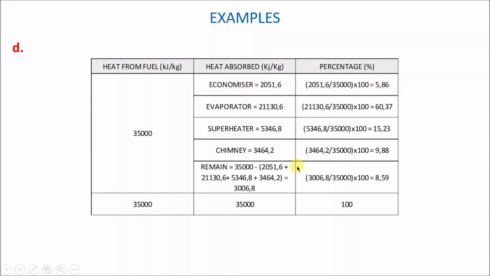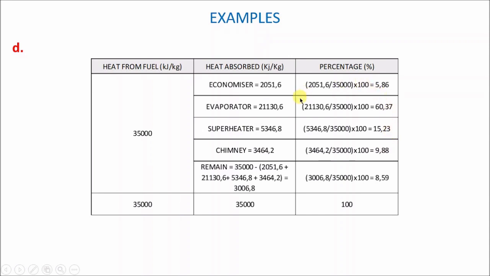Let us look, for instance, at the case of the superheater here. The heat absorbed by the superheater was 5,346.8. So I take that and divide by the calorific value of the fuel, which is the total heat available in kilojoules per kg of fuel, 35,000. You multiply that by 100, and therefore we can see that the portion of heat absorbed by the superheater is 15.23%.